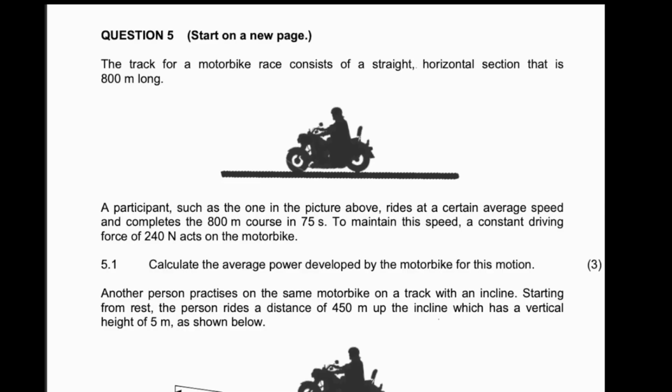Okay, let's go ahead and say the track of a motorbike race consists of a straight horizontal section that is 800 meters long. A participant such as the one in the picture above rides at a certain average speed and completes the 800-meter course in 75 seconds. To maintain his speed, a constant driving force of 240 newtons acts on the motorbike. Calculate the average power by the motorbike for this motion.